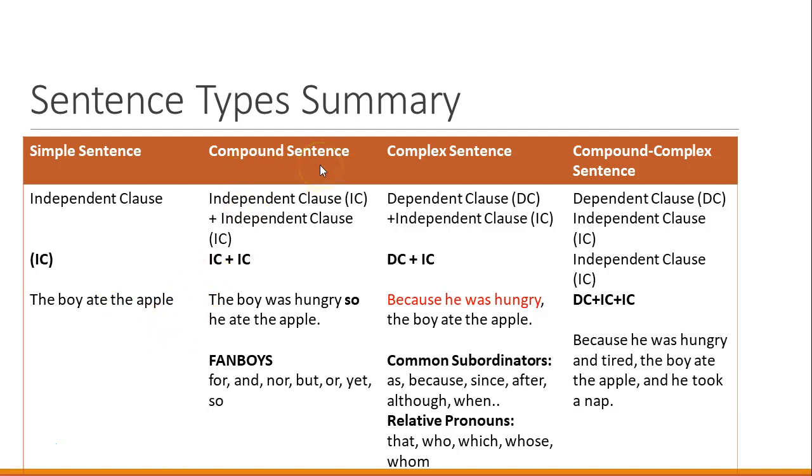Compound sentence: it's an independent clause plus an independent clause, joined by what? By a conjunction, FANBOYS: for, and, nor, but, or, yet, so. Let's change this sentence to a compound sentence. Here we had the boy ate the apple. Here the boy was hungry, so he ate the apple.